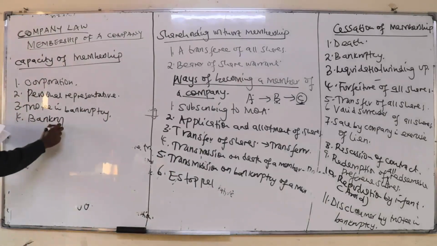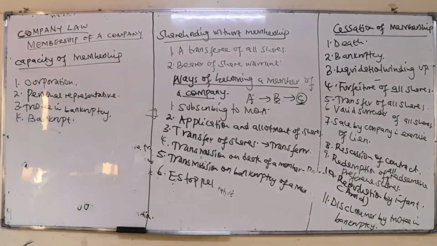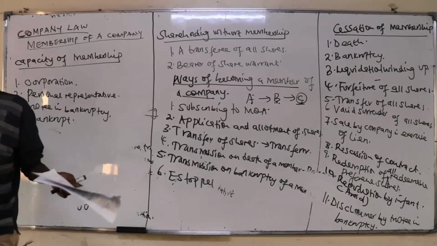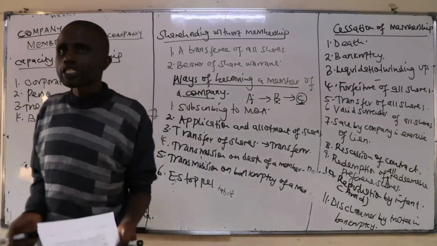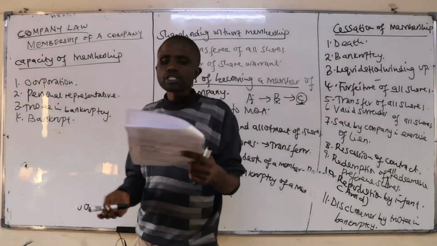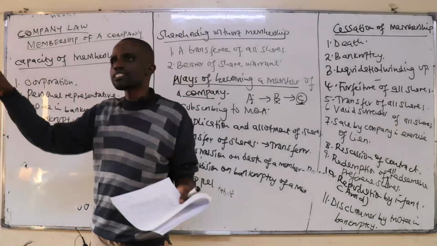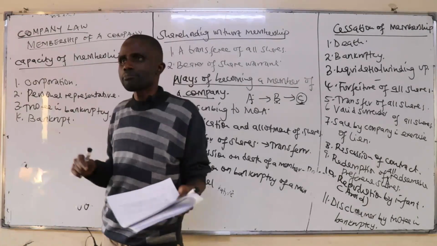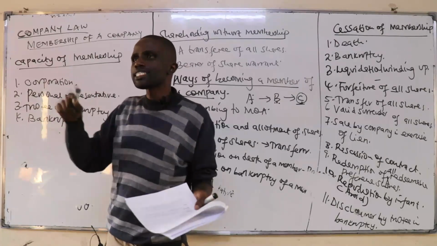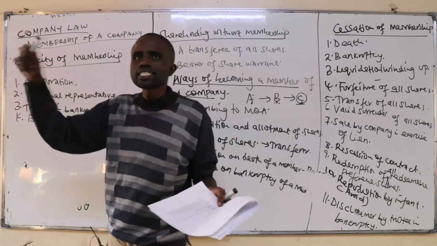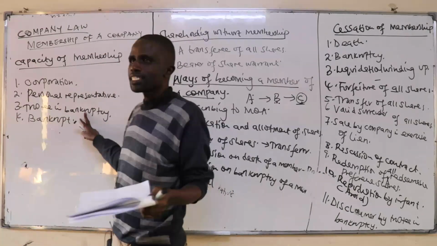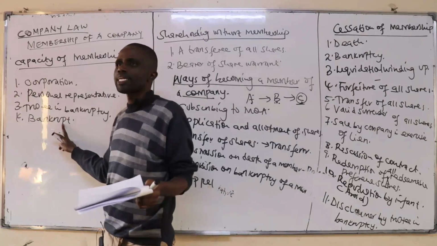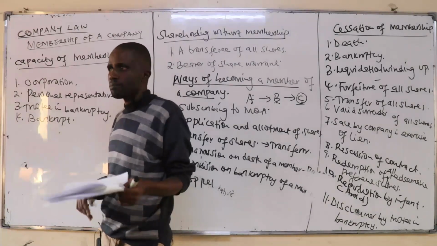5, bankrupt. Can he become a member? Yes, he can become a member if he subscribes to the memorandum of association, or shares are allotted or transferred to him. Until his name is removed from the register of members, he's still a member. Are you together? He only ceases to be a member when his name is removed from the register of members. So even when these shares are transmitted to the trustee in bankruptcy, he'll only cease to be a member when his name is removed from the register of members.